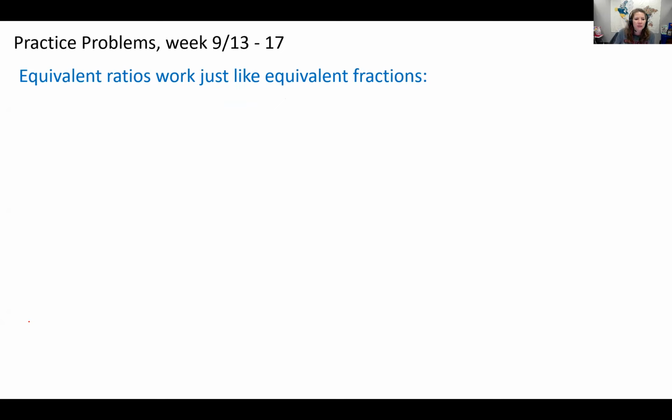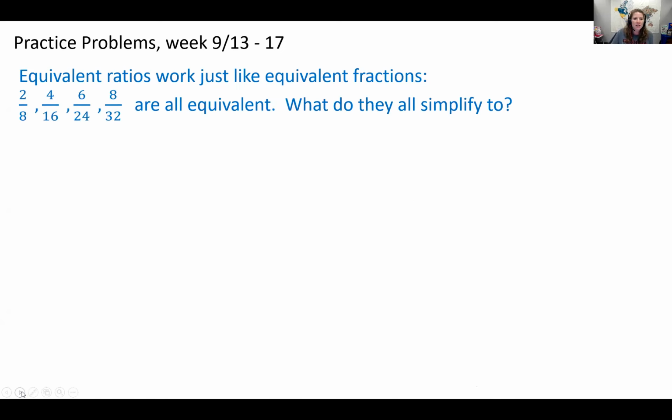Equivalent ratios work just like equivalent fractions. For example, the ratios 2 to 8, 4 to 16, 6 to 24, 8 to 32, they're all equivalent. What would they all simplify to? If we took the first one, 2 over 8, and divided both numbers by 2, we would say the ratio is equal to 1 to 4.